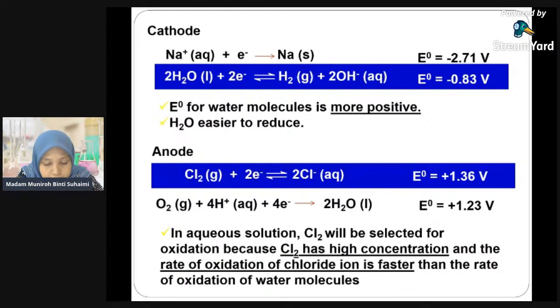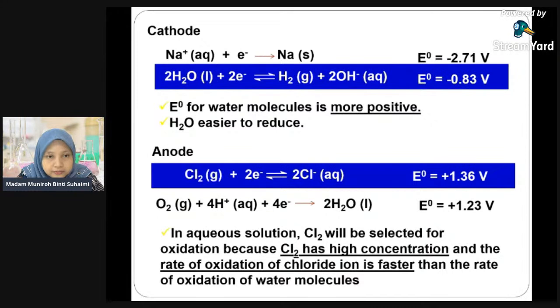For the cathode, we have Na plus and water molecule. E0 for water molecule is more positive, so H2O is easier to reduce. Same as diluted, water molecule is selected.